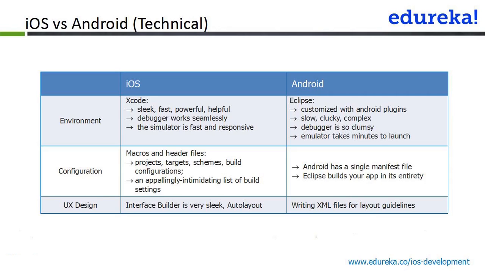So auto layout is the feature. We can also programmatically configure it for different versions. But on the other hand, in the case of Android, we have to write a lot of XML files for different layout guidelines. So it's a lot more coding and a lot of configuring in Android.